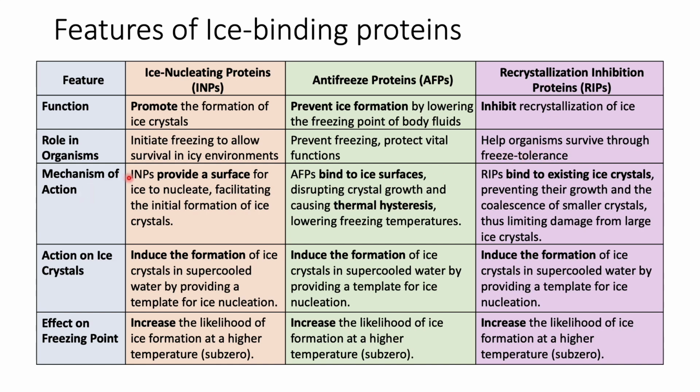And when we look at the mechanism of action, ice nucleating proteins provide a surface for ice to nucleate, facilitating the initial formation of ice crystals, because they actually promote ice formation. But then how do they help the species survive? They actually have an effect on the freezing point. That is, they increase the likelihood of ice formation at higher temperature, that is, at sub-zero temperature also ice can be formed. They generally induce the formation of ice crystals in supercooled water by providing a template for ice nucleation. So we will be looking at a little bit more about the ice nucleating proteins also.